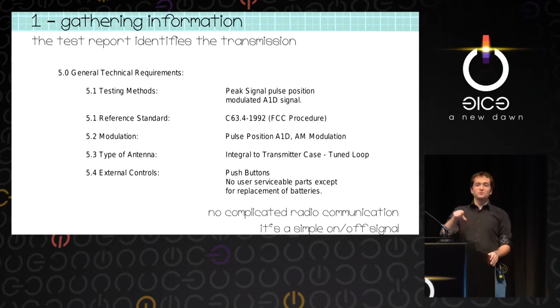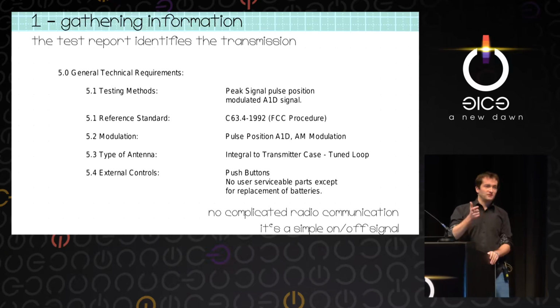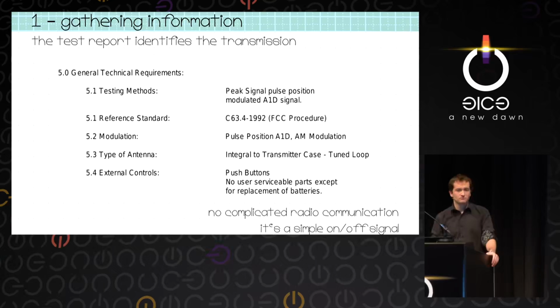It's also pulse position, A1D. And if you look in Wikipedia, A1D stands for amplitude, 1 is just one channel, 318 megahertz, D for digital, I think. So there are only 2 levels, either on or off. Very simple transmission. And the data is probably coded in pulse position.